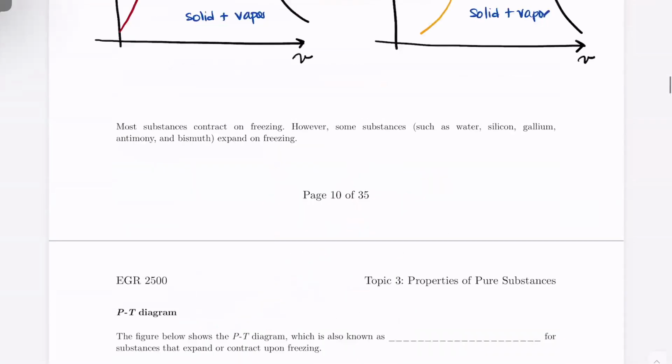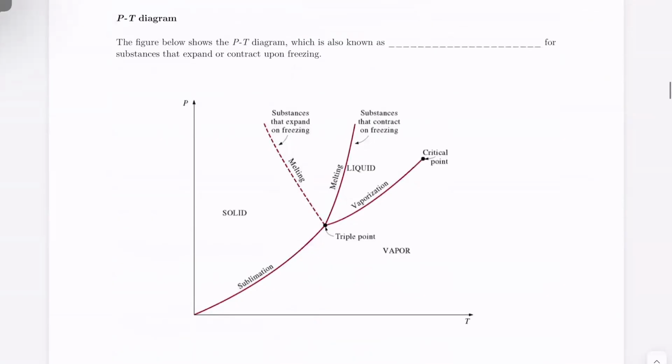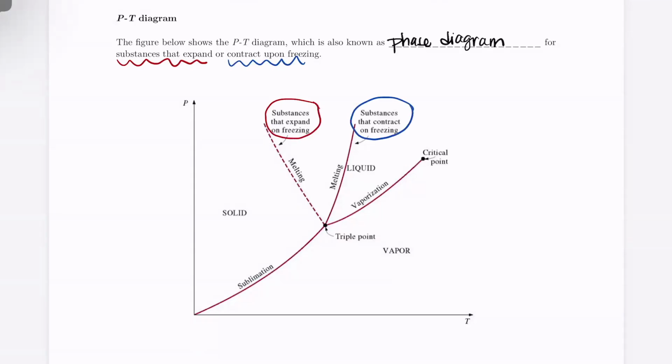We can also, so this is a PV diagram. We can also do a PT diagram, which is known as a phase diagram. This is probably what you're more used to seeing when talking about state changes, I'm guessing. And this one shows expanding and contracting substances on the same plot. So substances that expand on freezing are shown with this dashed line, and the ones that contract when they freeze are this line.